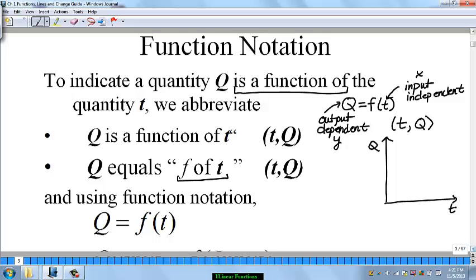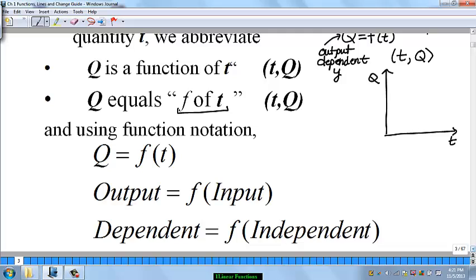Again, here's our function notation, and I kind of put in what I've already talked about. Input is in the X spot, output is in the Y. This is independent, this is dependent.